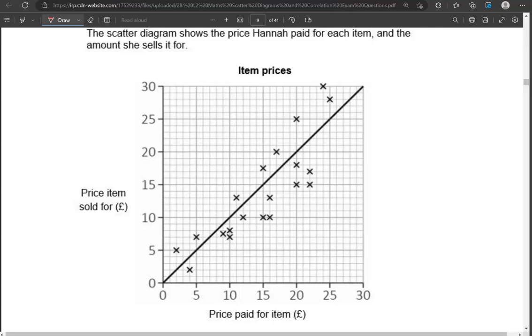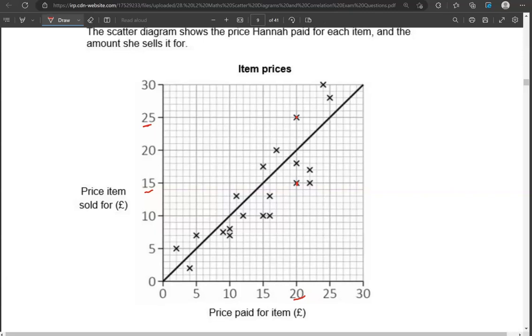Okay, let's pick two of these. This one, that's below the line. She paid £20 for that and she sold it for 15, so she sold it for less. Whereas this one, she paid 20 for it, but she sold it for 25. So practically anything above the line, she made a profit. Anything under the line, she made a loss.